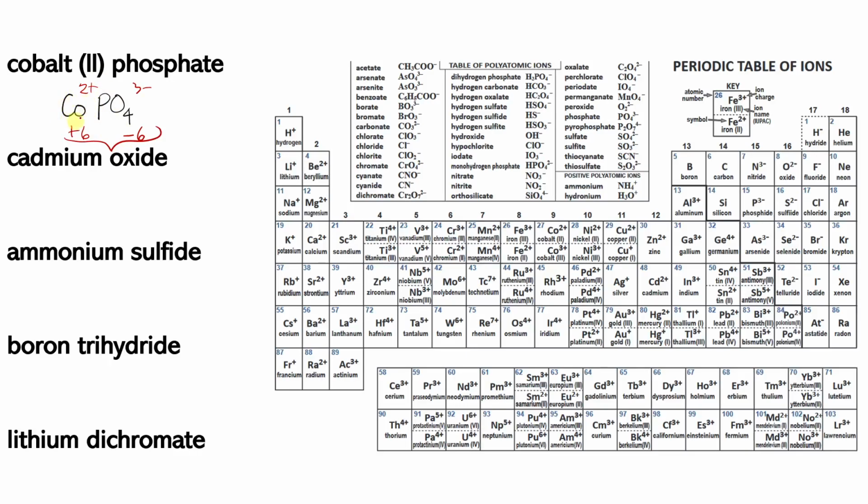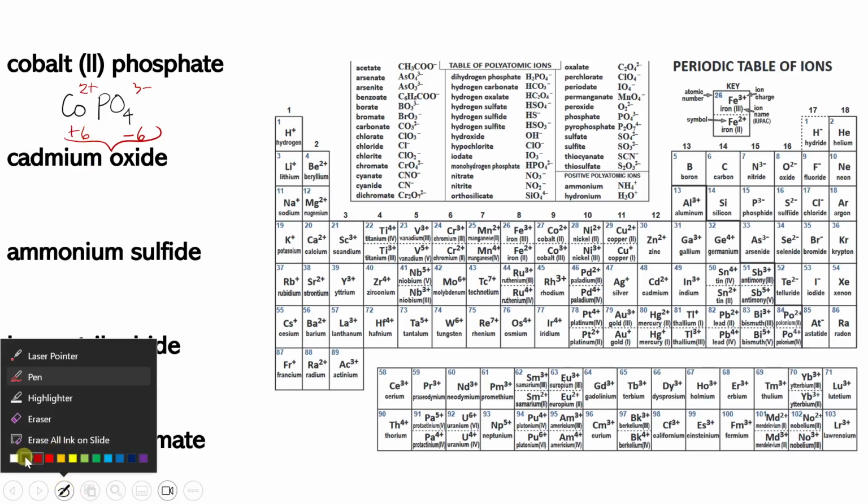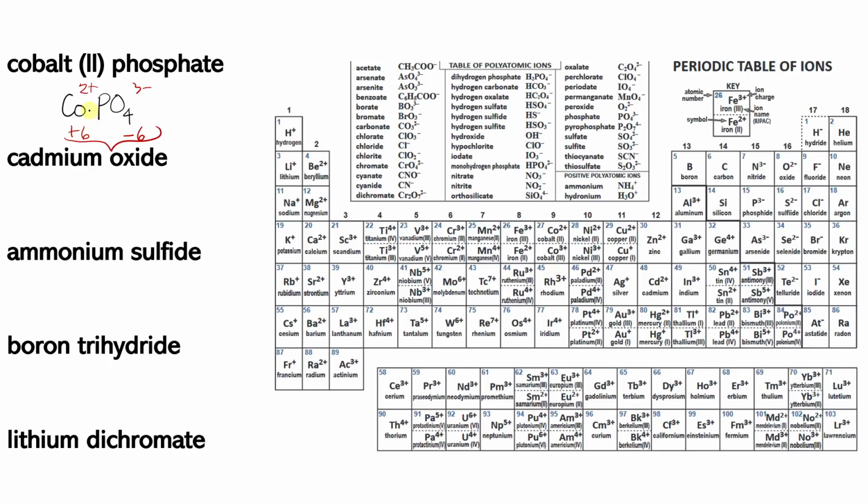So again, each of the cobalt has a charge of positive 2. How can I make this positive 6? I can do that by having tatlo. So tatlong cobalt na ion, because that is 3 times positive 2, we have positive 6.